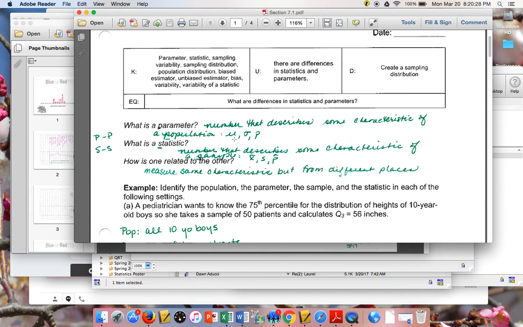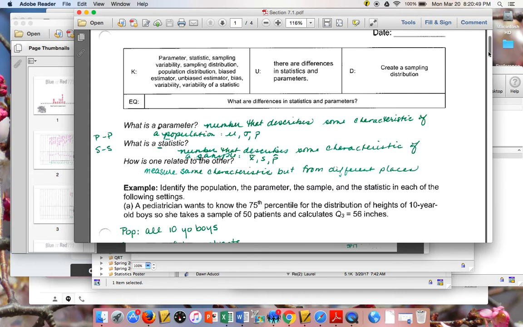Like I could find the average height of all Fox Chapel area high school students, and that would be the population mean. Or I could say I just want the average height of our class, and that would be a sample mean. The thing you just need to remember here, the P and the P. A parameter comes from a population, a statistic comes from a sample.